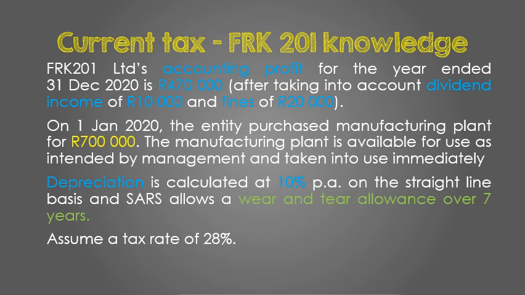FRK 201 Limited's accounting profit for the year ended 31 December 2020 is 470,000 Rand. But this is after taking into account dividend income of 10,000 and fines of 20,000. On the 1st of January 2020, the entity purchased a manufacturing plant for 700,000 Rand. The manufacturing plant is available for use as intended by management and taken into use immediately. Depreciation is calculated at 10% per annum on the straight line basis, and SARS allows a wear and tear allowance over 7 years. And we assume a tax rate of 28%.